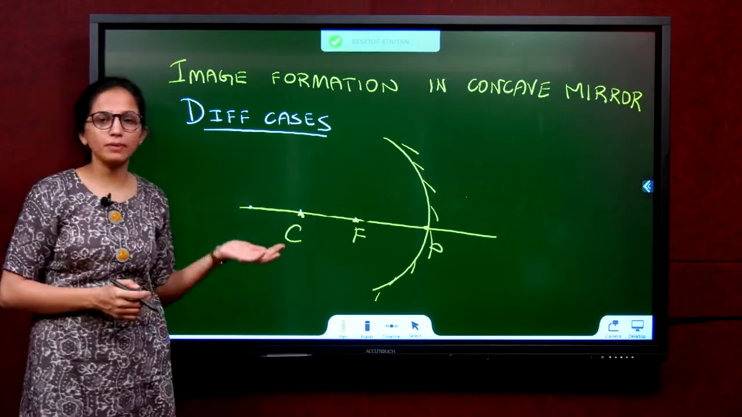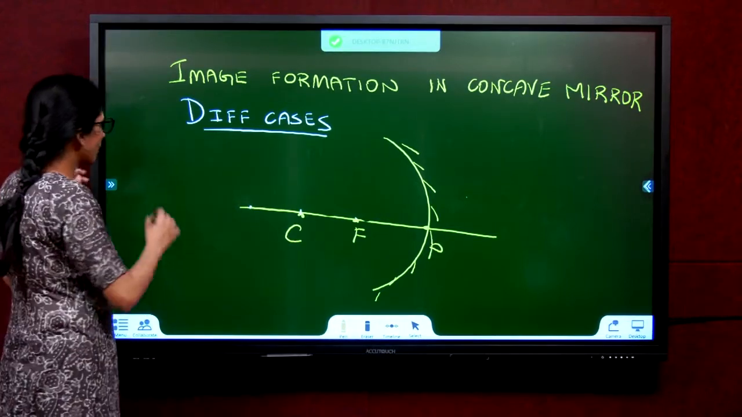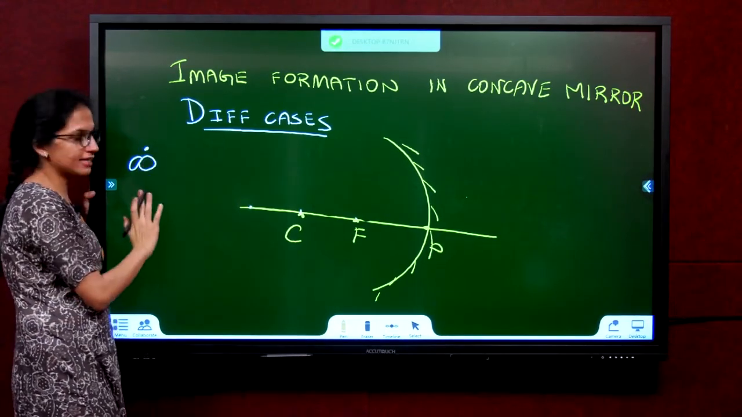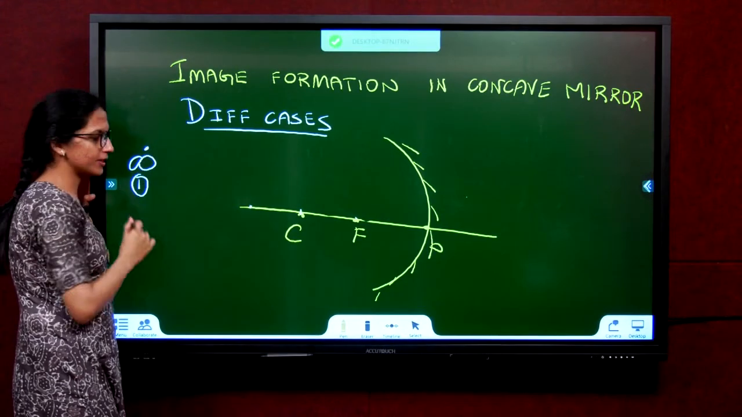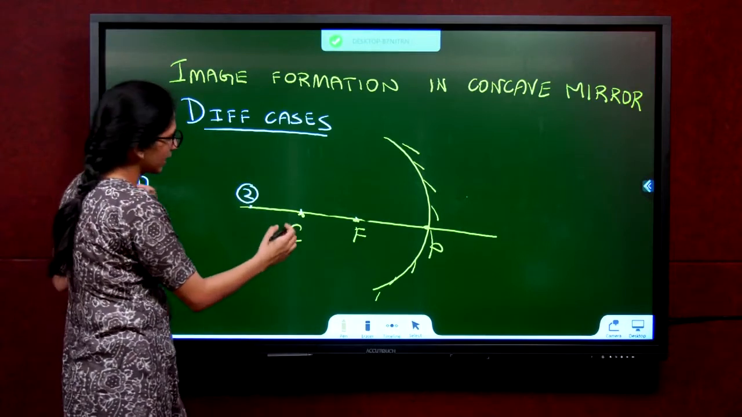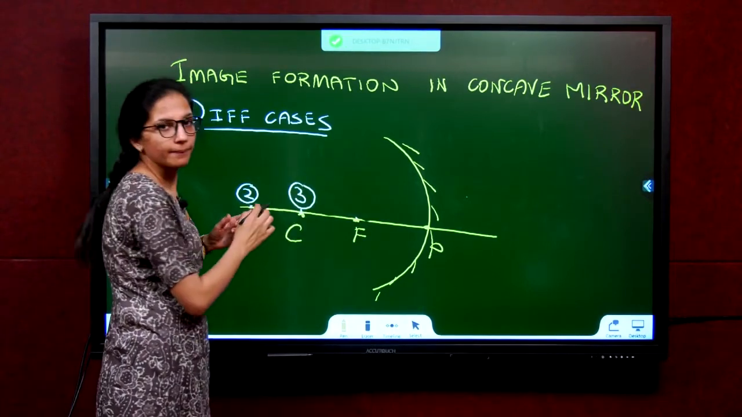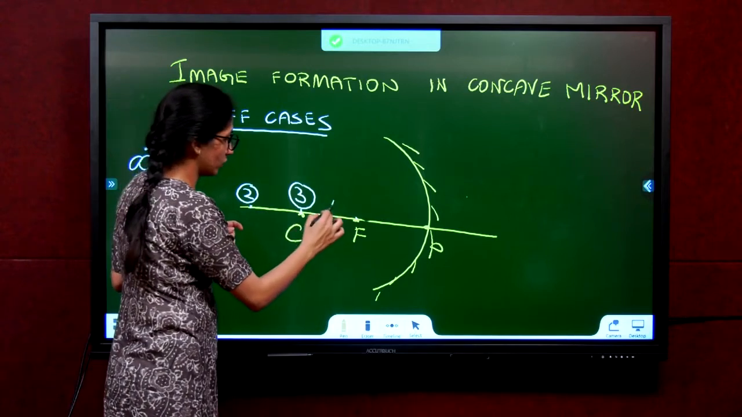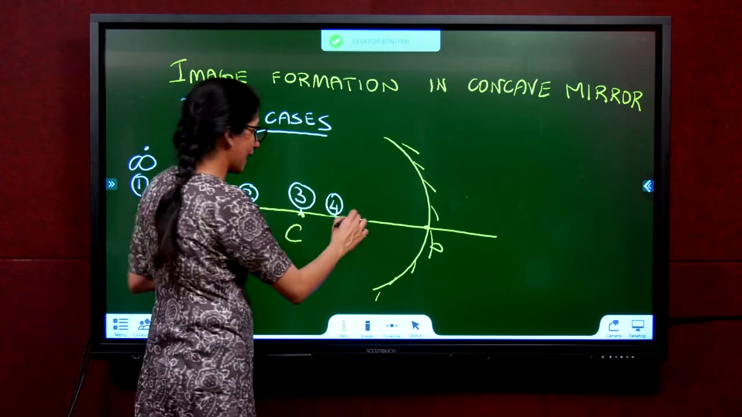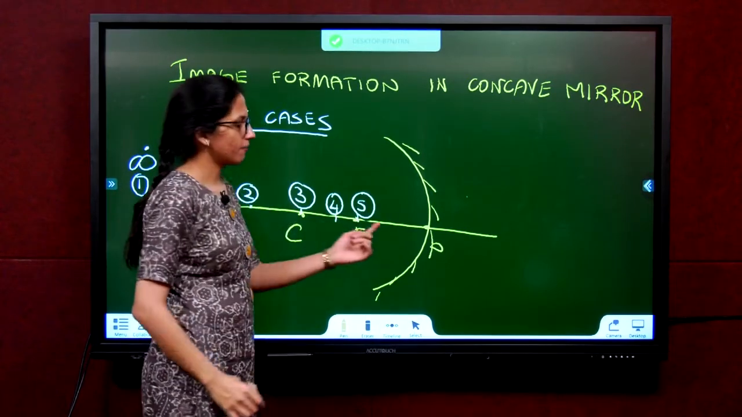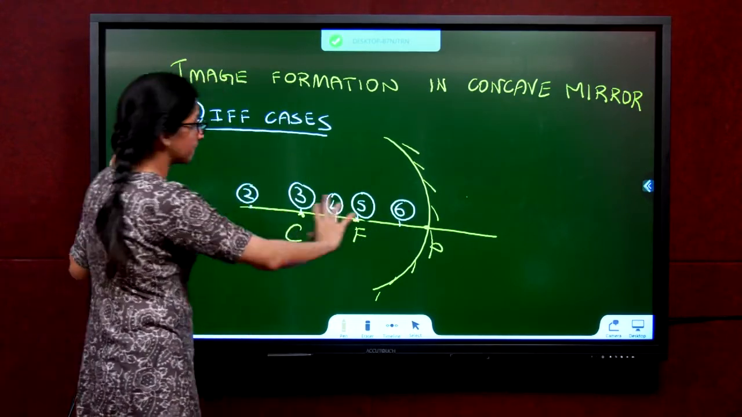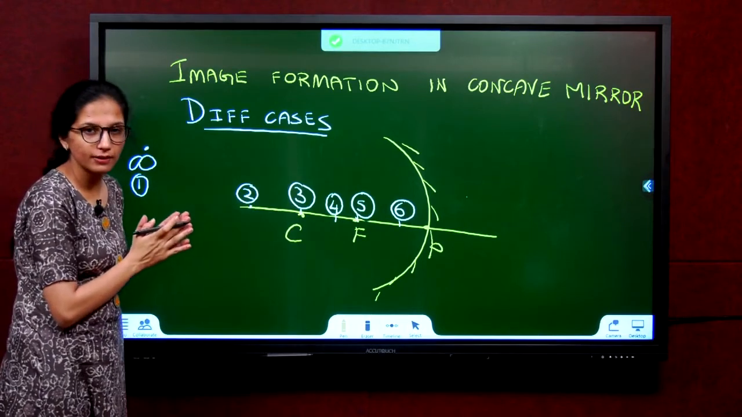Before that, how many possible cases are there in concave mirrors? One, I can place my object very far away from the mirror. So very far we'll take it as infinity. So first my object is placed at infinity. My object can be placed beyond C. My object can be placed at C. My object can be placed between C and F. My object can be placed at F. My object can be placed between P and F. These are the places where I can keep my object with respect to the mirror.